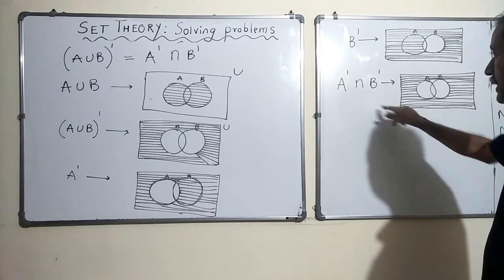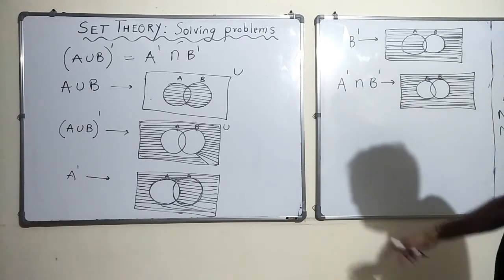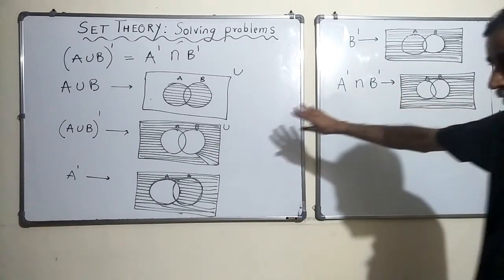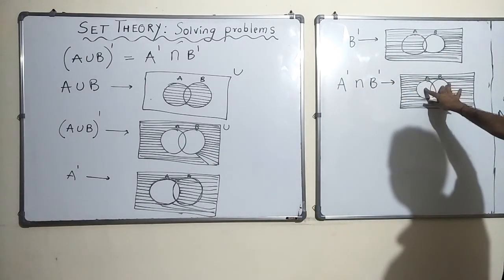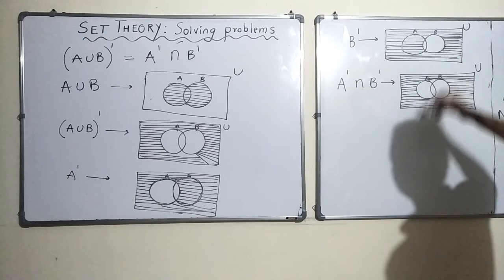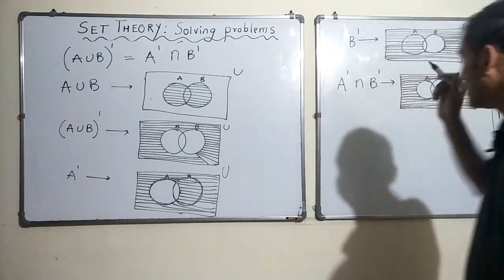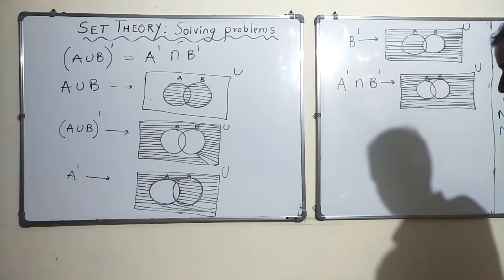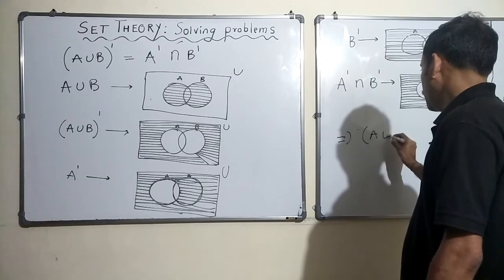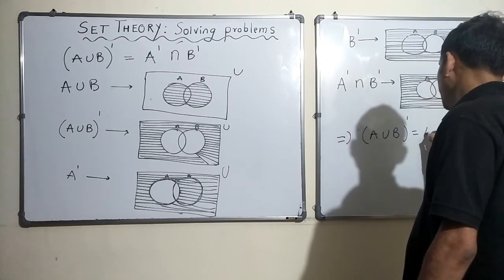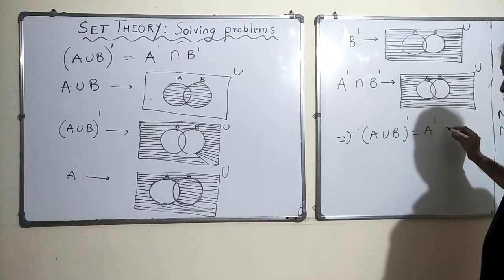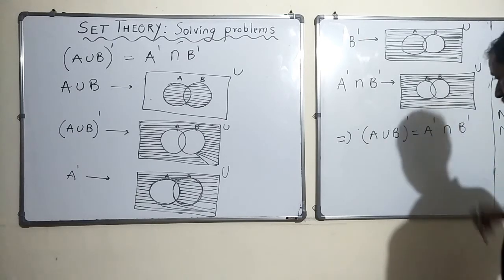So if you look at this, A dash intersection B dash is the same as the complement of A union B. See these two diagrams, don't they look the same? The two circles are not shaded, whereas all the area outside the two circles is shaded, right, which falls into the universal set. So this implies that the complement of A union B is nothing but A dash, or A complement, intersection B complement.